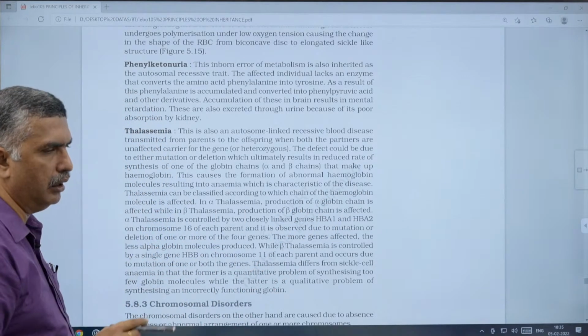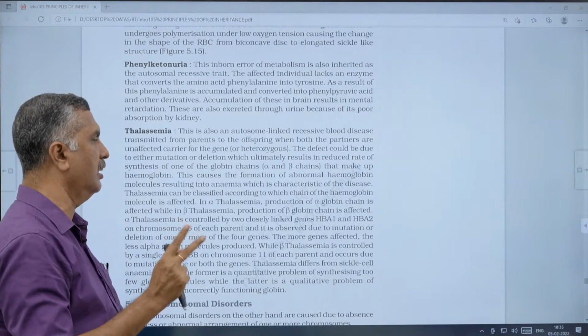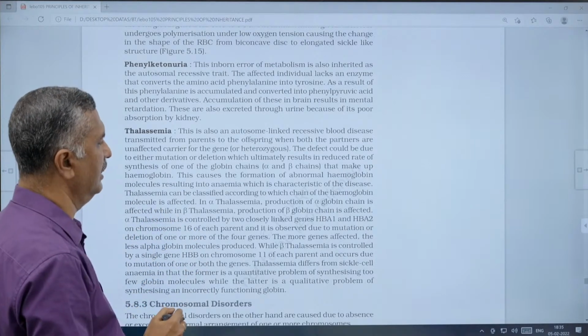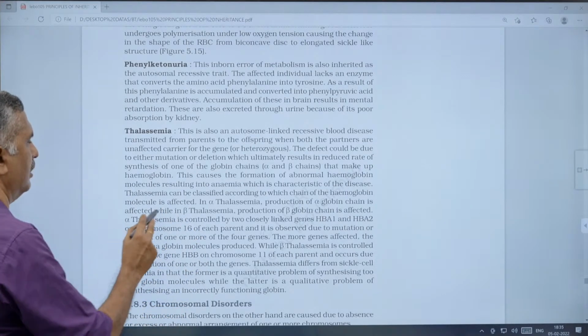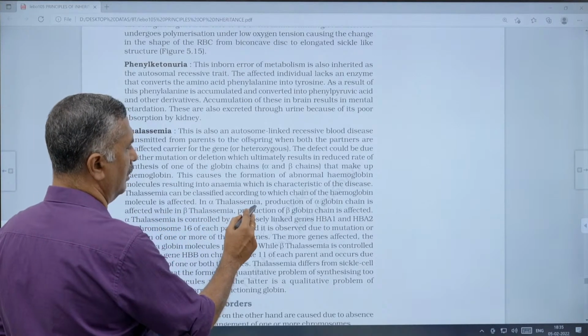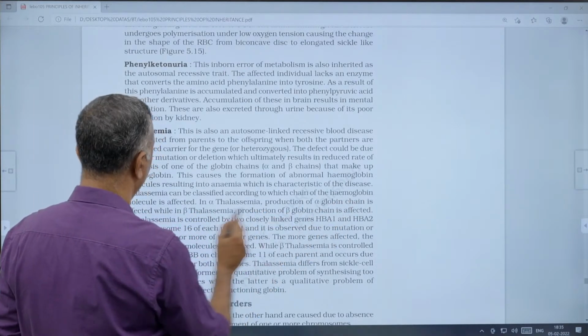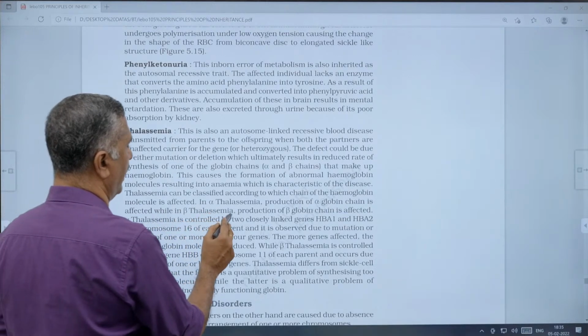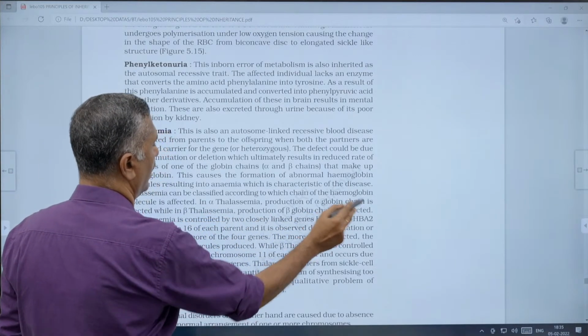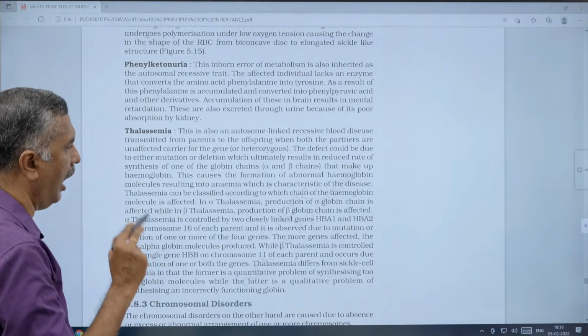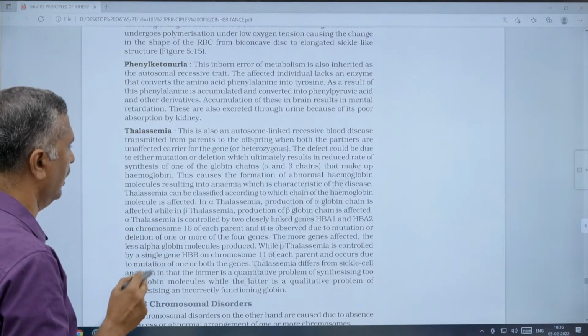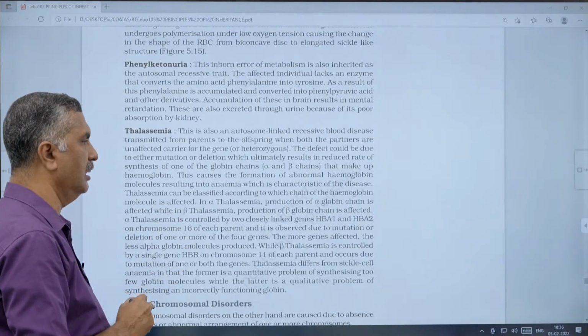In thalassemia, we said hemoglobin has two kinds of chains, the alpha chain and the beta chain. If the alpha chain is affected, the thalassemia we call it is alpha thalassemia. The production of alpha globin chain is affected, while in beta thalassemia the production of beta globin chain is affected. Alpha thalassemia affects the alpha globin chain, beta thalassemia the production of beta globin chain is affected.